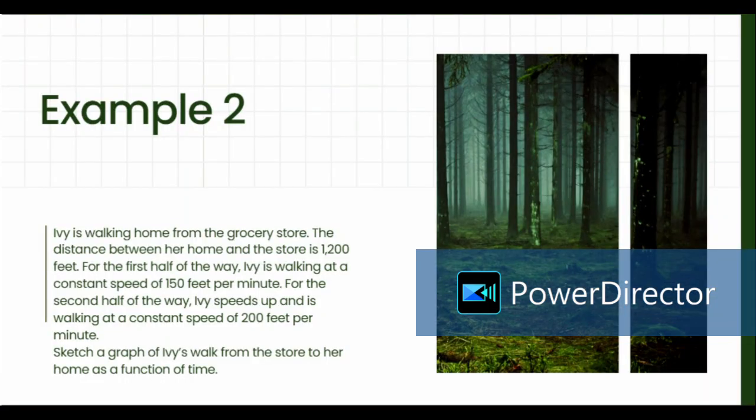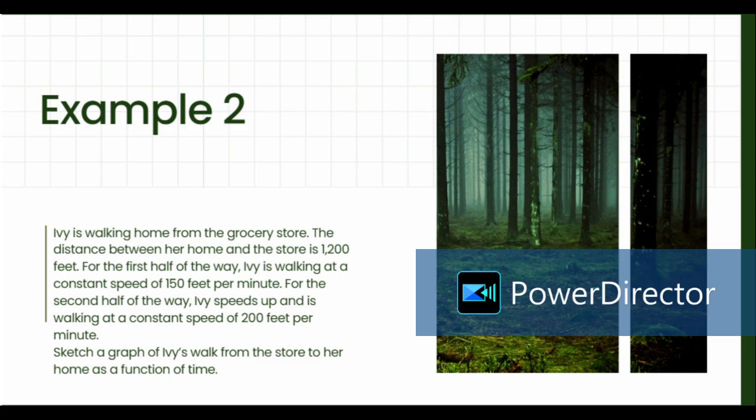Here's example 2. Ivy is walking home from the grocery store. The distance between her home and the store is 1,200 feet. For the first half of the way, Ivy is walking at a constant speed of 150 feet per minute. For the second half of the way, Ivy speeds up and is walking at a constant speed of 200 feet per minute. Sketch a graph of Ivy's walk from the store to her home as a function of time.